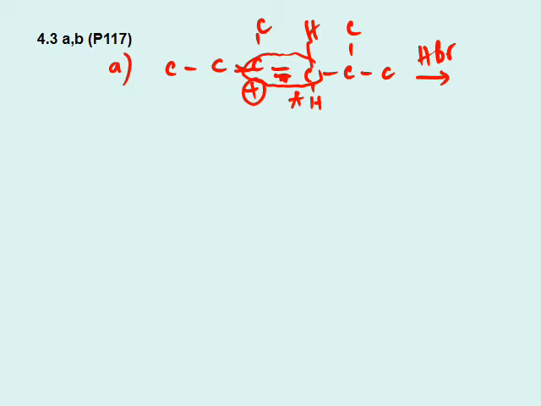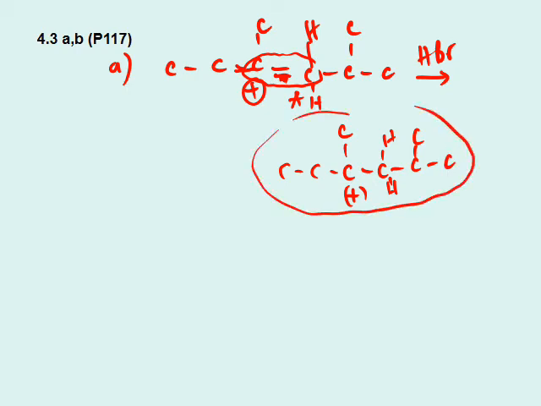Let me now write it down more clearly. C, C, C, C plus, and then you have C, H, H, C, C, C. So this is the carbocation you're going to get for part A. And what kind of carbocation is this? This carbon is bonded to 1, 2, 3 other carbons. So it's a 3-degree carbocation. Even though they didn't ask for it, I did it anyway.